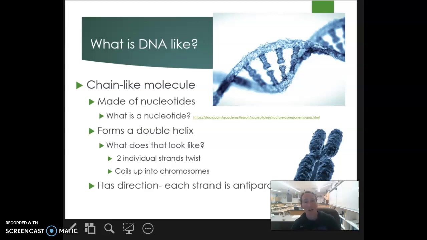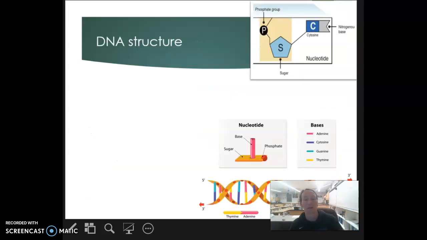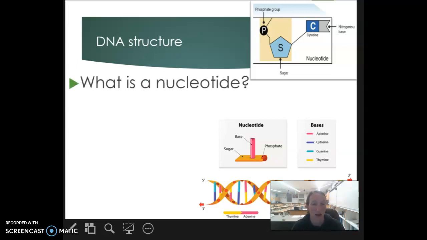DNA has a certain unique direction. And that's where you're going to hear things later on about 3 and 5 prime. And I'll draw that up so you can see what that looks like. Alright, so let's keep rolling into what a nucleotide is.